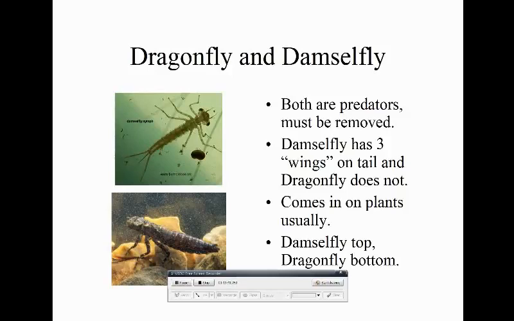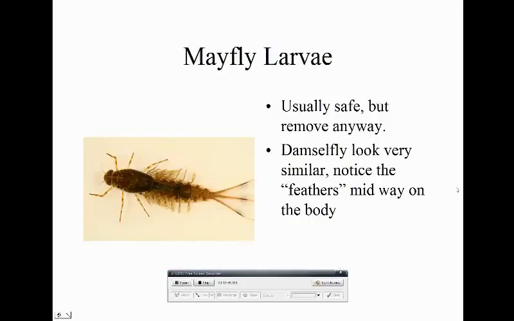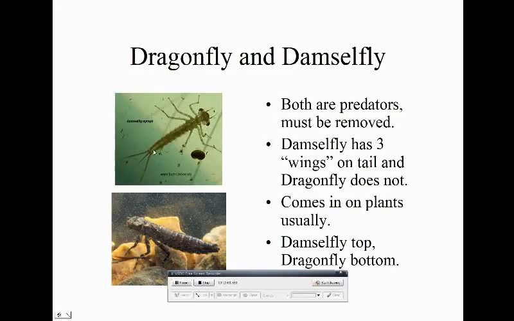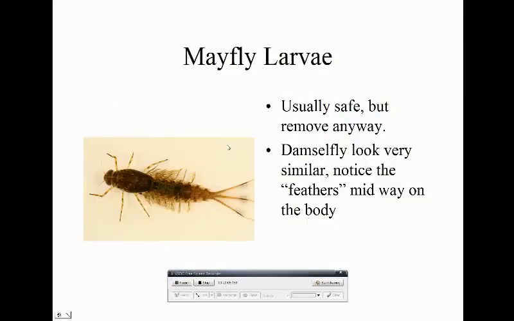Mayfly larvae. Now look at all the feathers on the side of it. It also has like 3 little tails there, just like the damselfly does. But you'll notice a damselfly nymph doesn't have all the little feathers. And again, these guys are small. The ones I pulled out were maybe a half inch to an inch long. I didn't get a microscope, but they definitely look like damselflies, not mayflies.